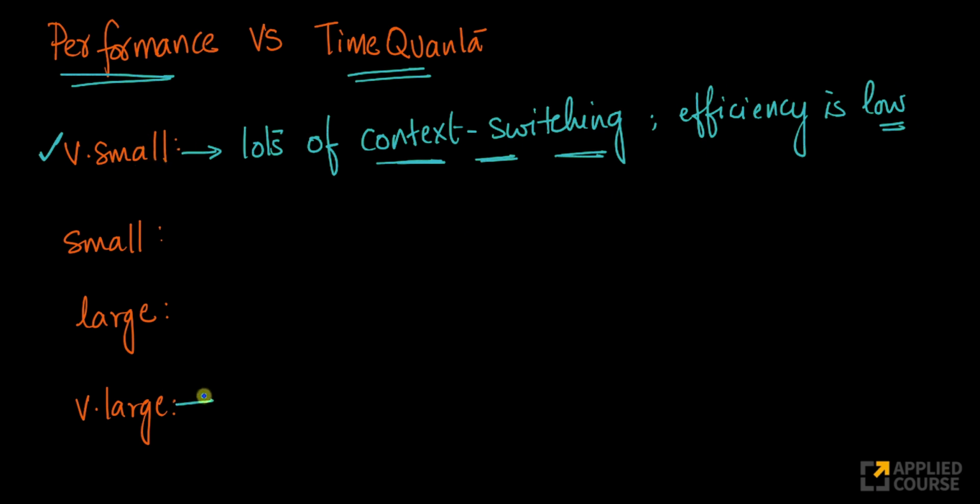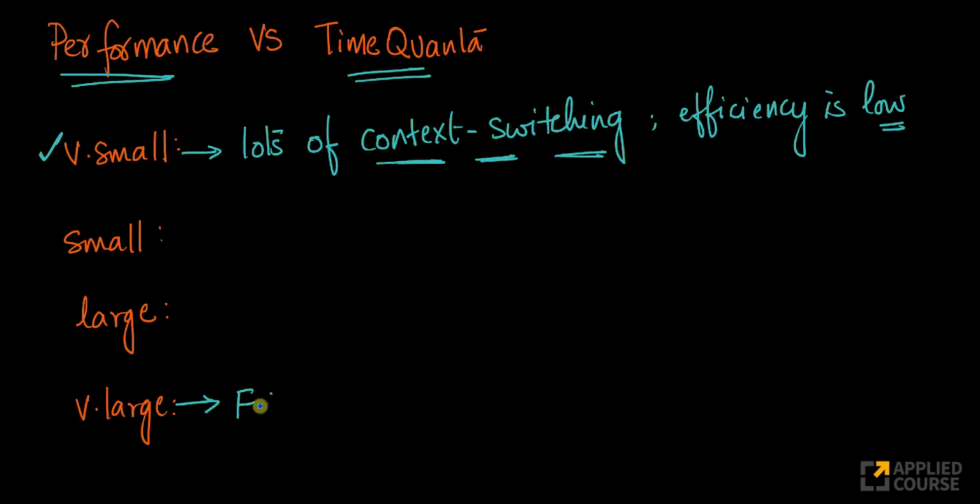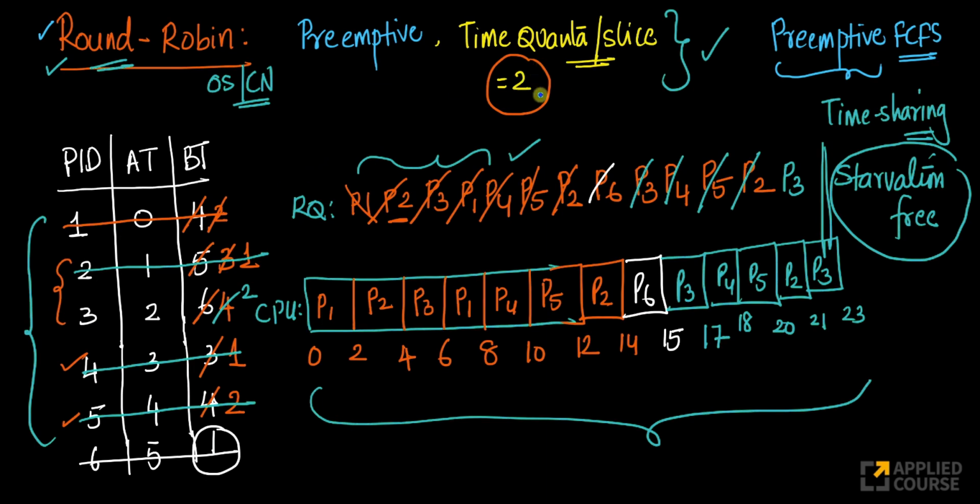If your time quanta is very large, let's assume instead of 2, my time quanta is 10. Then how does this behave? This behaves like first come, first serve, right? If time quanta is very large, let's assume in this case time quanta is 10, then first I will schedule P1, then P2, then P3, because that's the order in which these processes are getting queued, right?